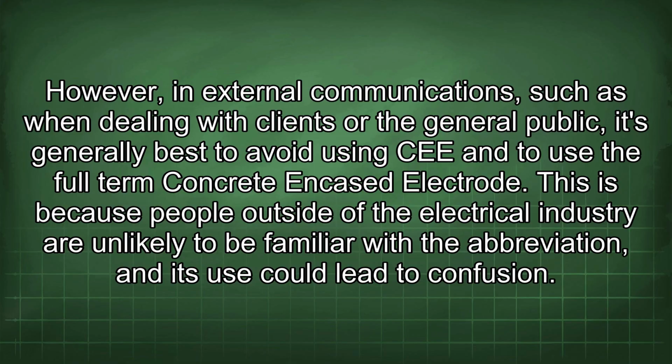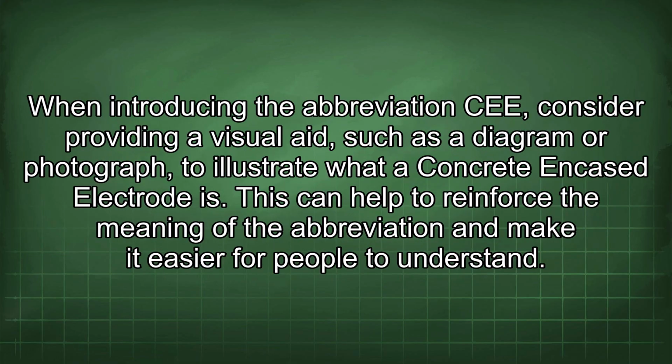This is because people outside of the electrical industry are unlikely to be familiar with the abbreviation, and its use could lead to confusion. When introducing the abbreviation CE, consider providing a visual aid, such as a diagram or photograph, to illustrate what a concrete encased electrode is. This can help to reinforce the meaning of the abbreviation and make it easier for people to understand.